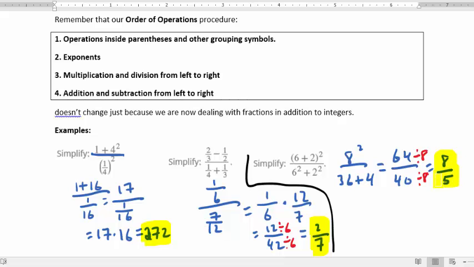So there you have it, right? But again, you want more practice with these order of operations with fraction problems, so you'll want to look at the lab and the homework problems also.